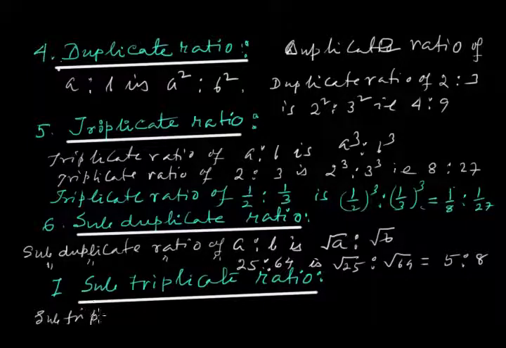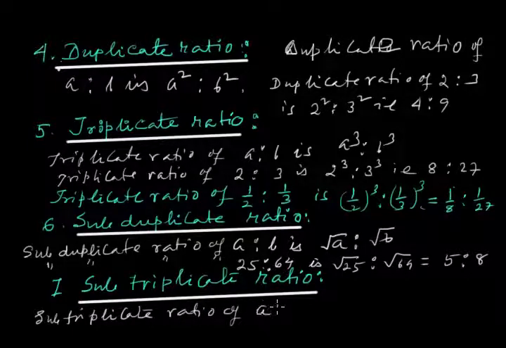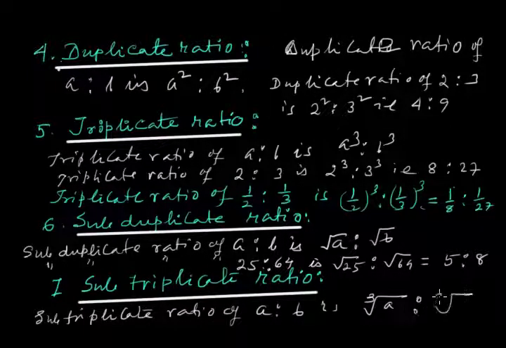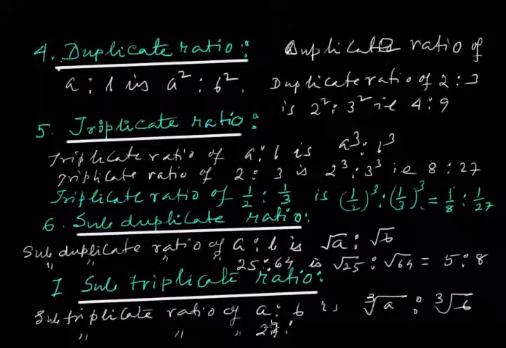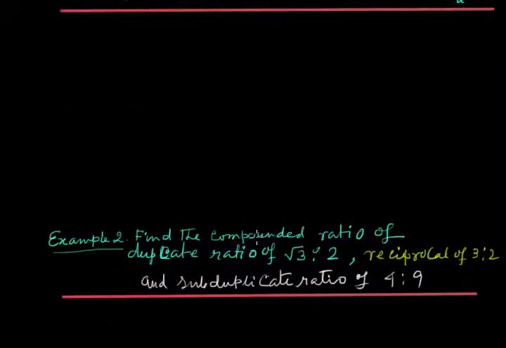Sub-triplicate ratio of A is to B is the cube root of A is to cube root of B. Example, sub-triplicate ratio of 27 is to 8 is cube root of 27 is to cube root of 8, which is equal to 3 is to 2. Now we'll do some examples.